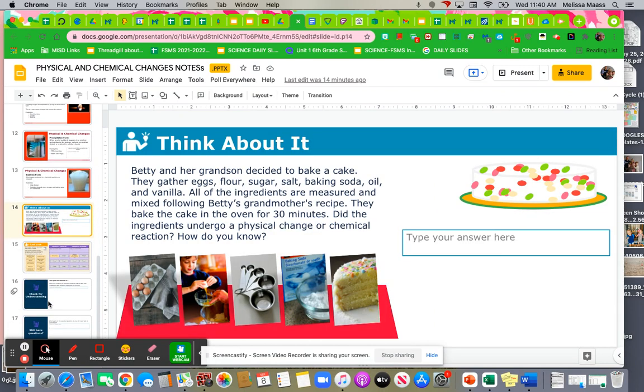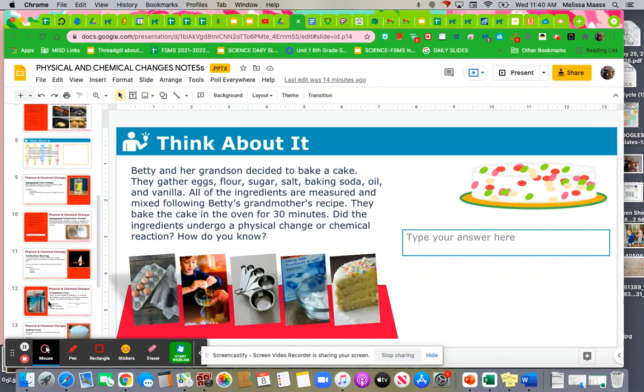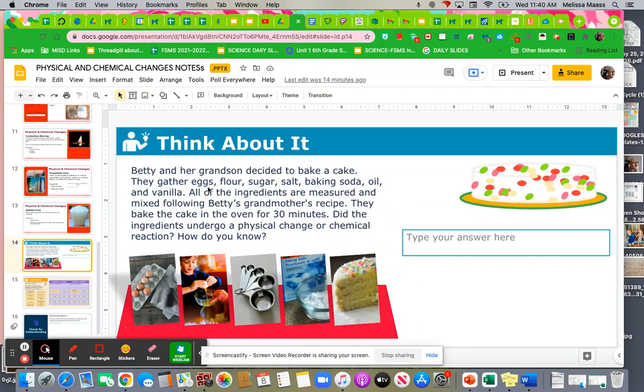So in the think about it area: Betty and her grandson decided to bake a cake. They gather eggs, flour, sugar, salt, baking soda, oil, and vanilla. All the ingredients are measured and mixed following Betty's grandmother's recipe. They baked the cake in the oven for 30 minutes.